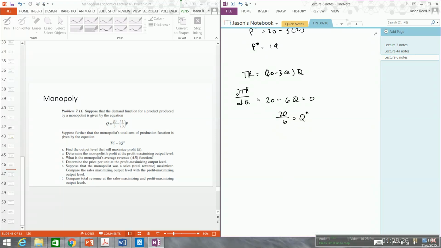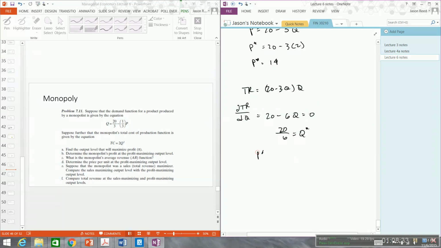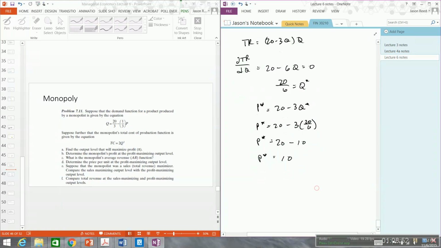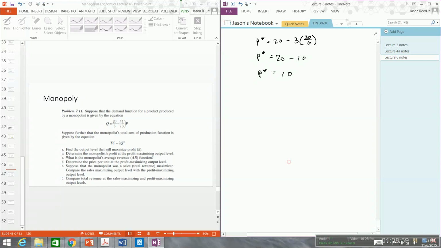So we could look at the price that we would charge at this quantity. So P star is equal to 20 minus 3Q star. So we have P star is equal to 20 minus 3 times 20 over 6. So we have P star is equal to 20 minus 10. So P star is equal to 10. So now we have higher quantity but lower prices. And that makes sense for us graphically.